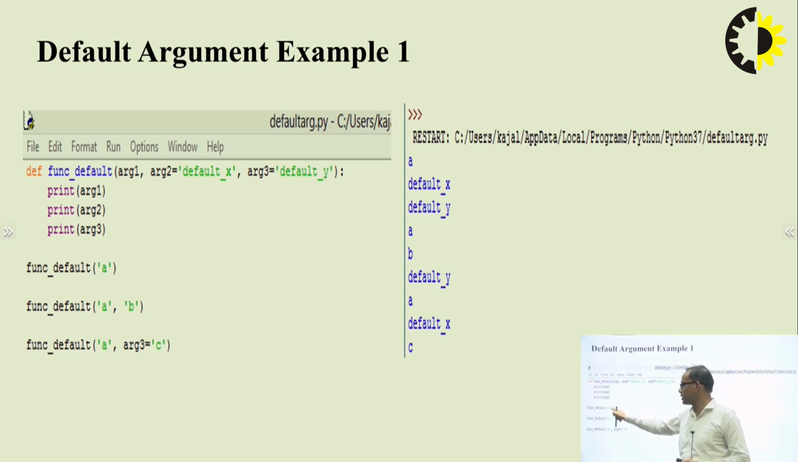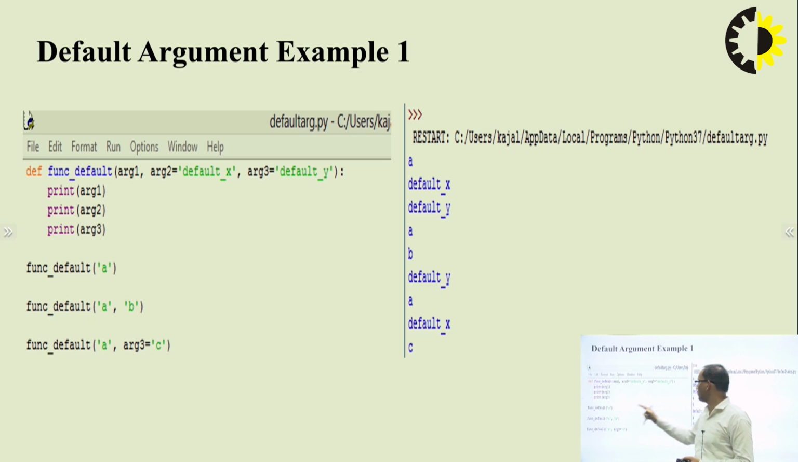Here, in this case, I am not passing the value of argument 2 and argument 3. Try to understand. Only one argument is passed here, a. Argument 2 and argument 3 are not passed. So, here for arg1 the value is a, and for arg2 and arg3, since the second and third arguments are not passed, the default value which I have assigned here will be printed. That is the concept of default argument. It means if we don't pass the argument, then the corresponding default value will be printed.